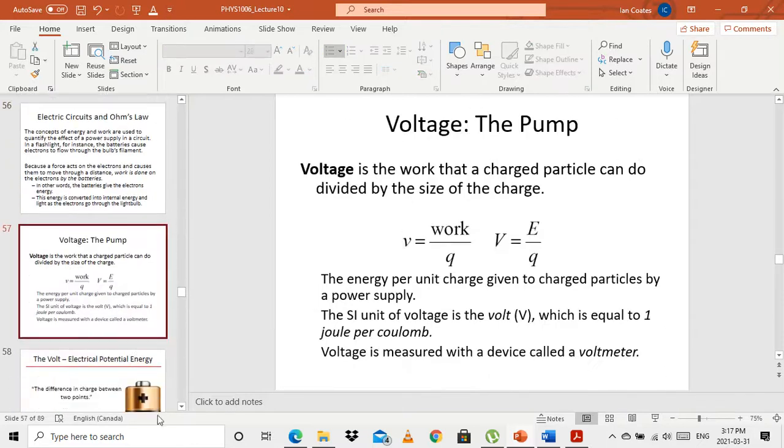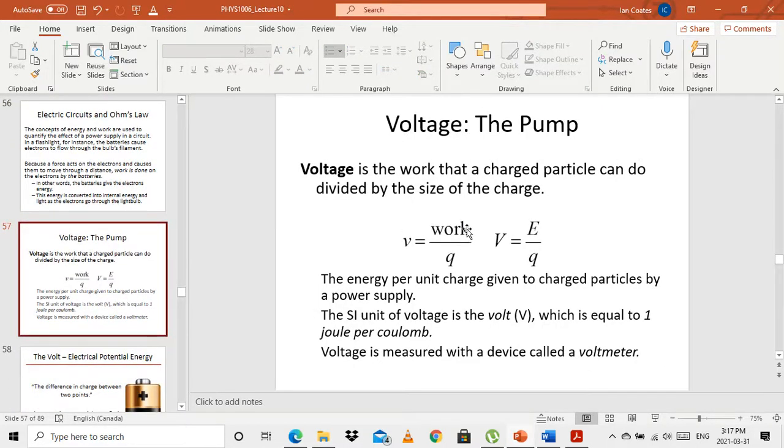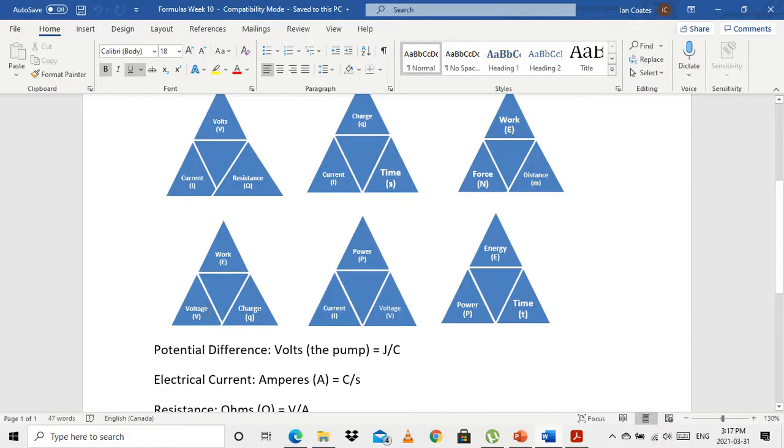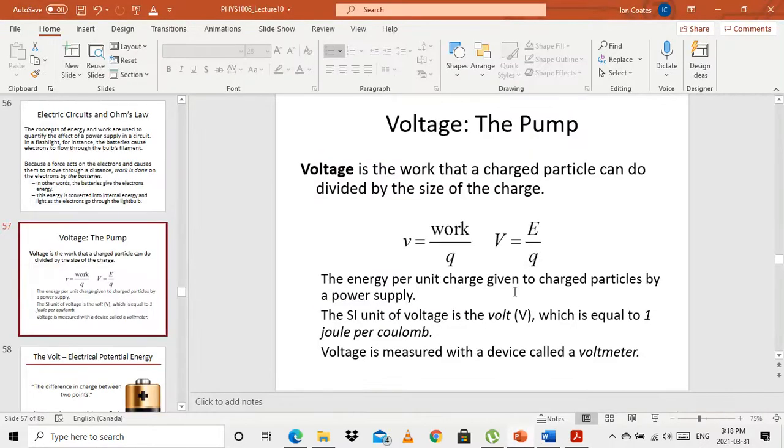And you guys have seen that there. And work, electrical work. All right? But what we have here is voltage is equal to work divided by charge. And you guys know how these work. If I'm looking for voltage, I put my thumb on voltage. Voltage is equal to work divided by charge. If I'm looking for work, I put my thumb on work. Work is equal to voltage times charge. Okay? So there's another formula.